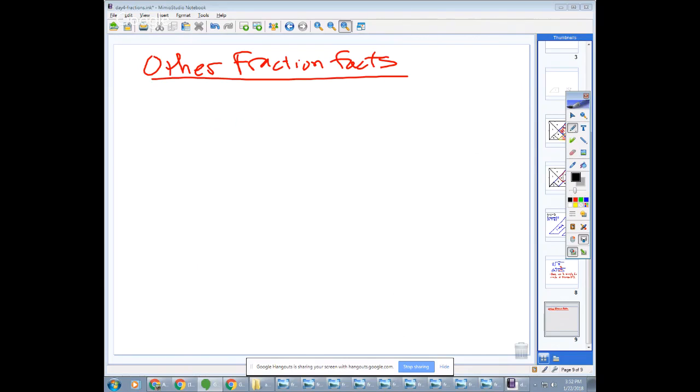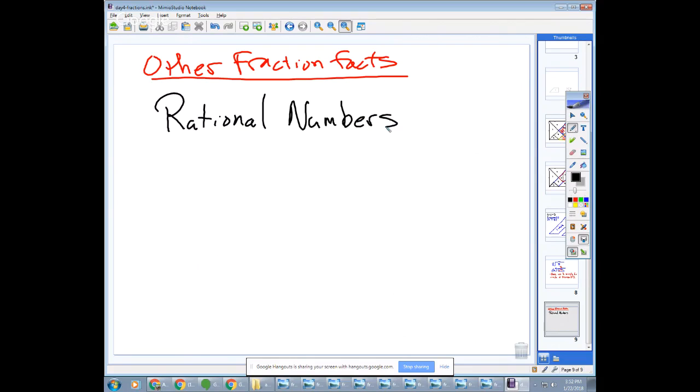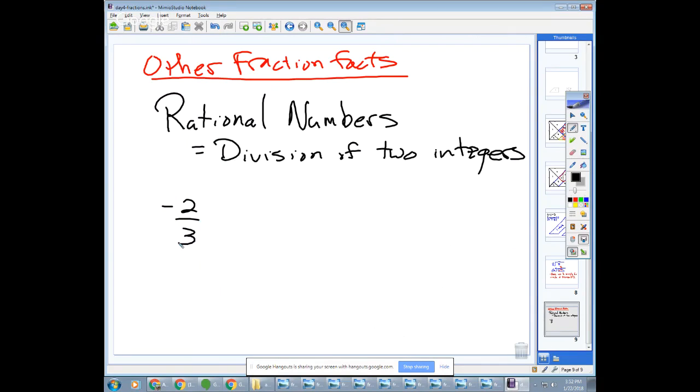Fractions are part of a group of numbers called rational numbers. And rational numbers are the division of two integers. So for example, we might have -2 over +3. So remember, integers can be positive or negative.